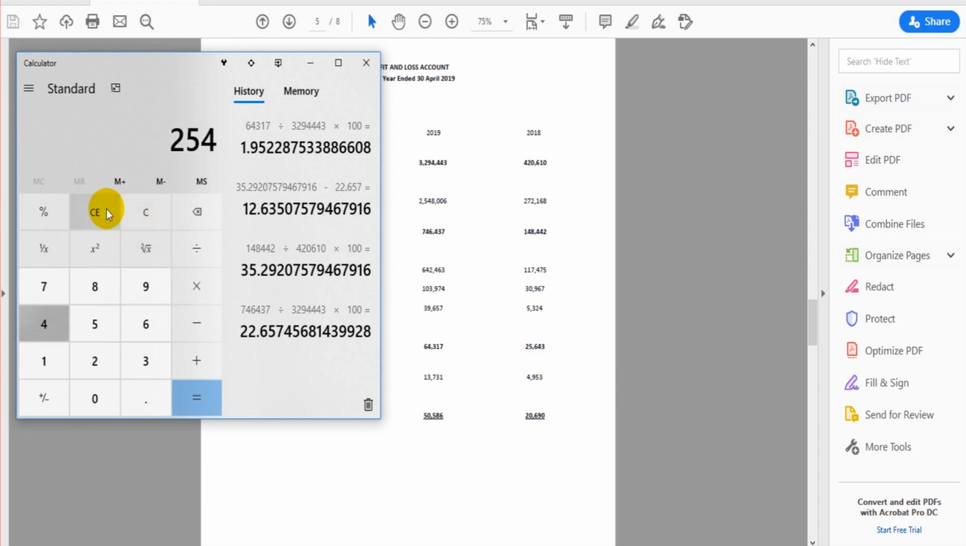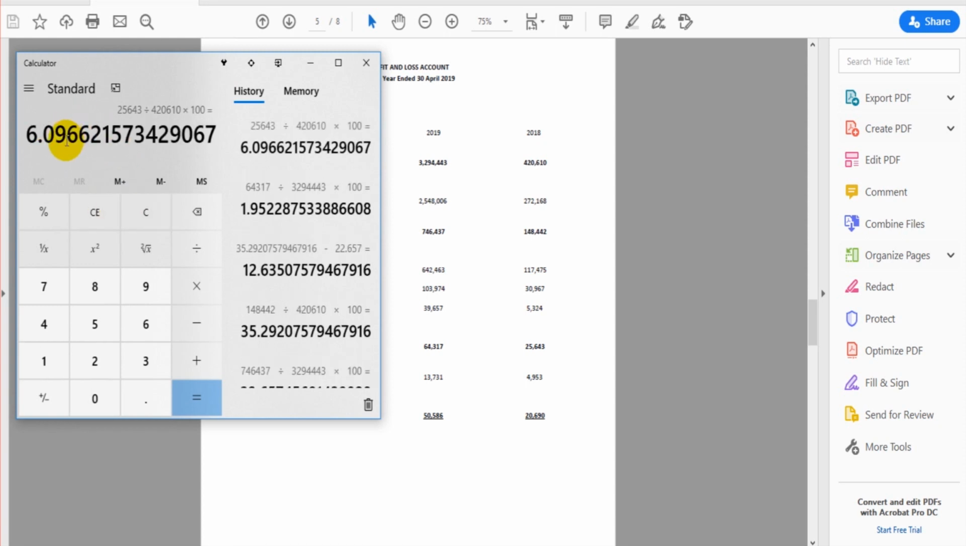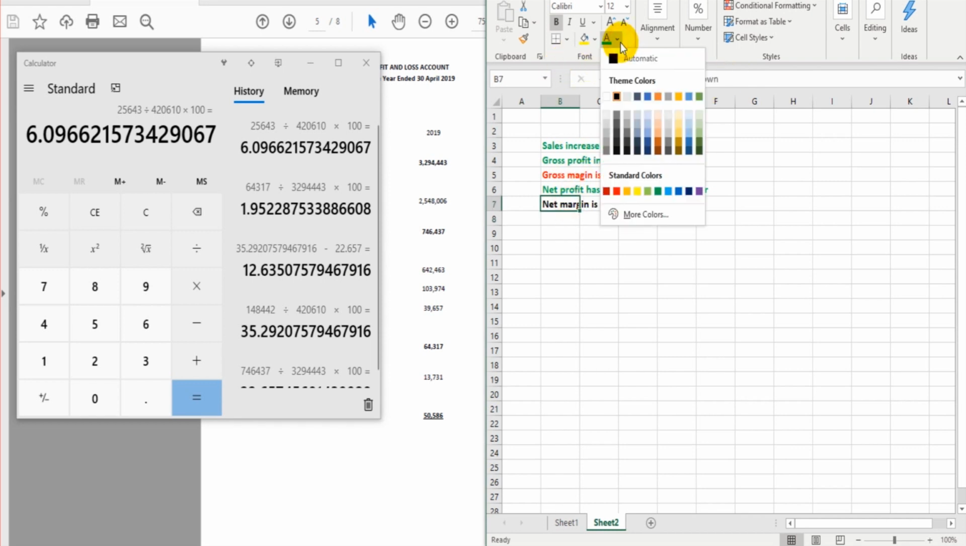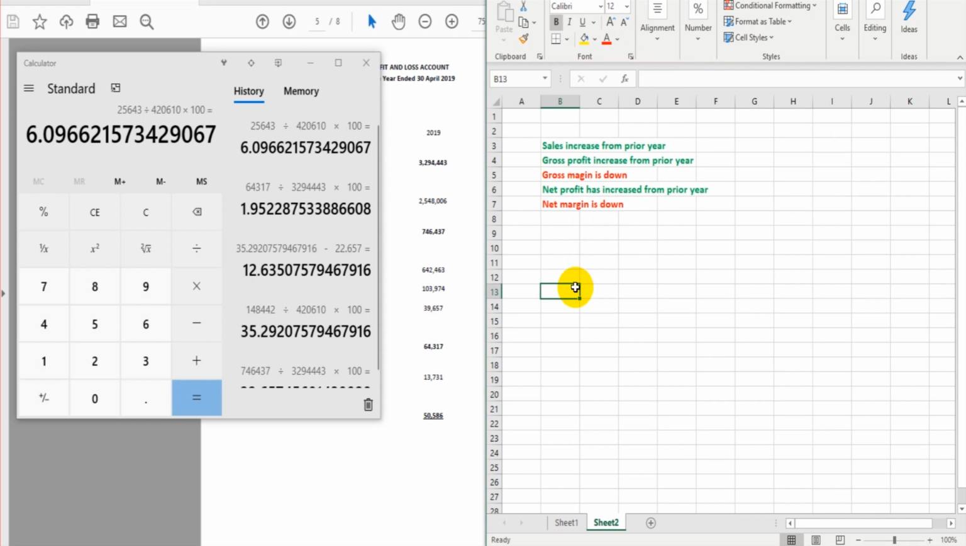Now let's have a look at net margin for the previous year. We have 25,643 divided by 420,610, times by 100. We have 6.1% roundabout. So once again, similar to gross profit, the net profit has increased from prior year, but net margin is down. We're not making as much money per sale as we were in 2018. But overall, we are making a lot more money because we're making a lot more sales than we were in 2018.